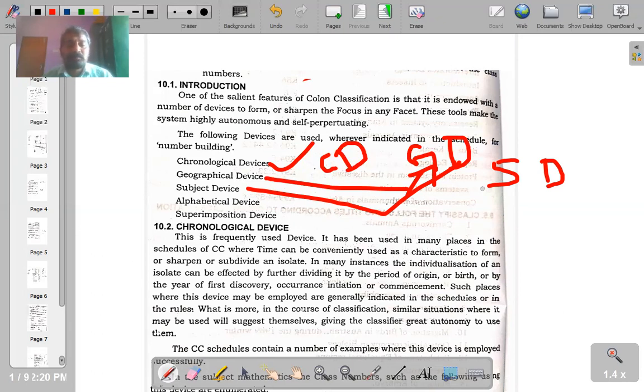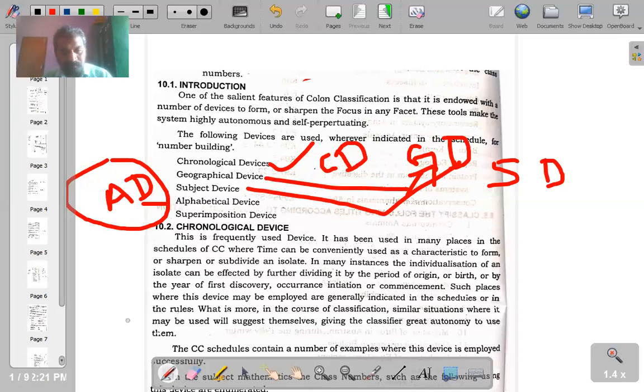Okay. Then comes alphabetical device. We say it is AD. When no other device is useful, when no other device is more applicable or apt in a particular situation, then you can make use of the alphabetical device. That means the first one letter or first two letters of the author or the place or the title of the works written by the author. So these alphabets can be used as a device. That is the alphabetical device.